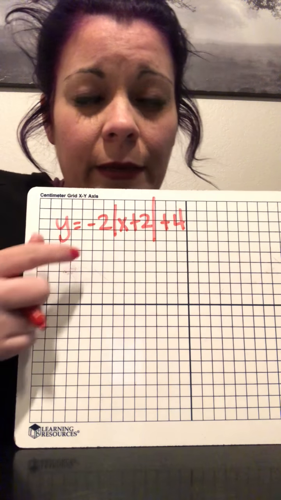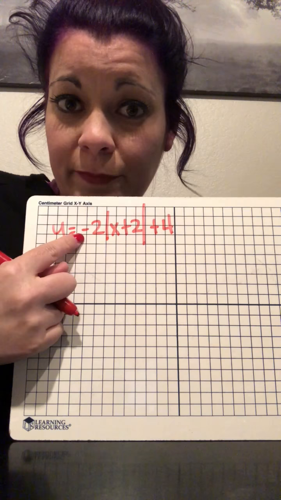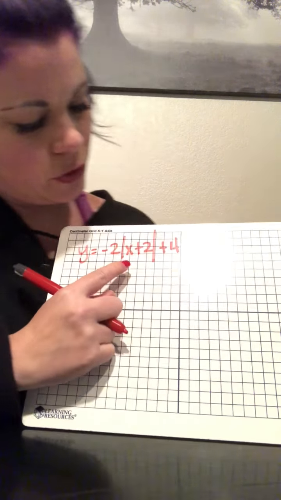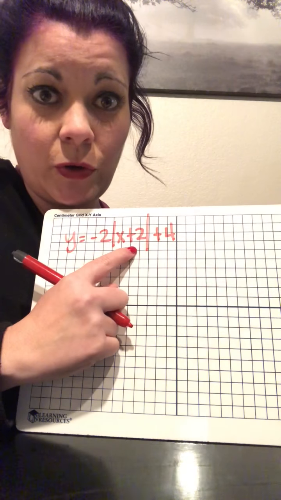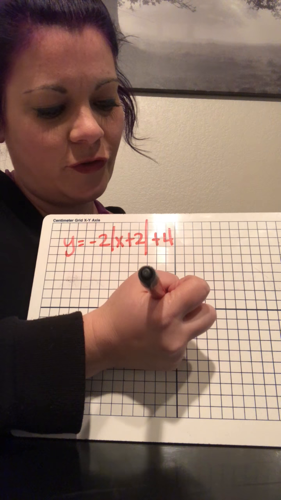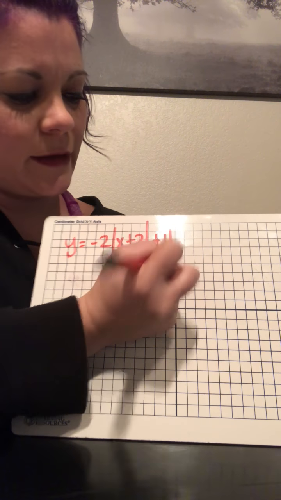Next one, we have y equals negative 2|x + 2| + 4. For this one, it's going to flip down because there's a negative. The slope's going to be multiplied by 2. It's going to shift left 2 and up 4. So start here, shift left 2 and up 4: 1, 2, 3, 4. So that's going to be my vertex.